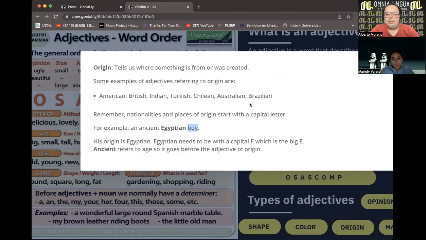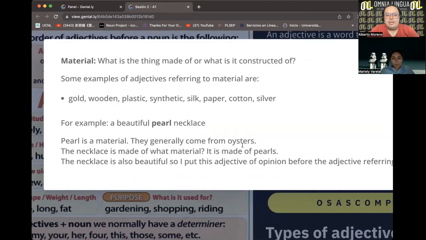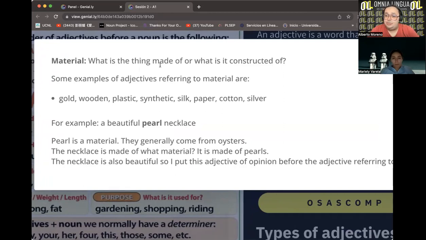Okay. So, let's continue. Then we have material, el material. So, what is the thing made of or what is it constructed of? ¿De qué está hecho? ¿De qué está construido? Some examples of adjectives referring to material are gold, wooden, plastic, synthetic, silk, paper, cotton, and silver. So we have gold, which is oro; wooden, madera; plastic, plástico; synthetic, sintético; silk, seda; paper, papel; cotton, algodón; silver, plata.